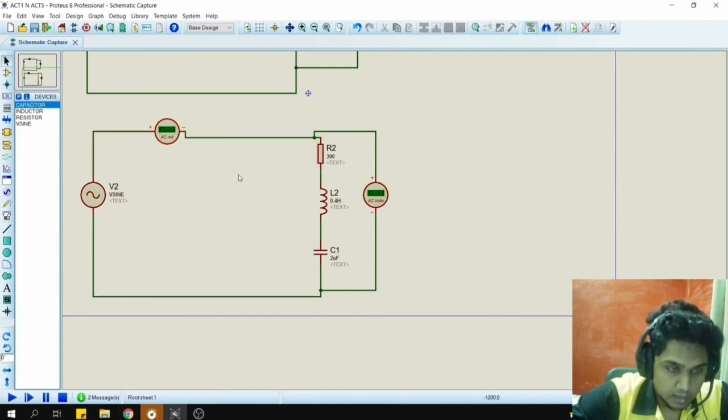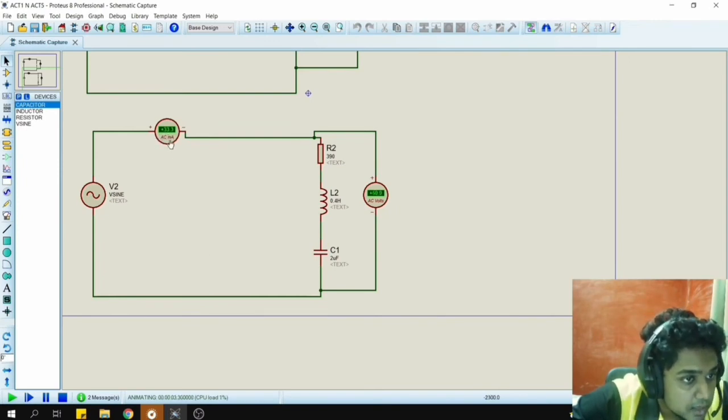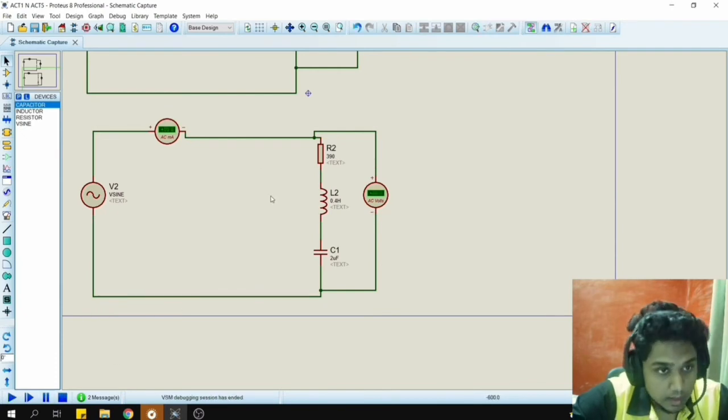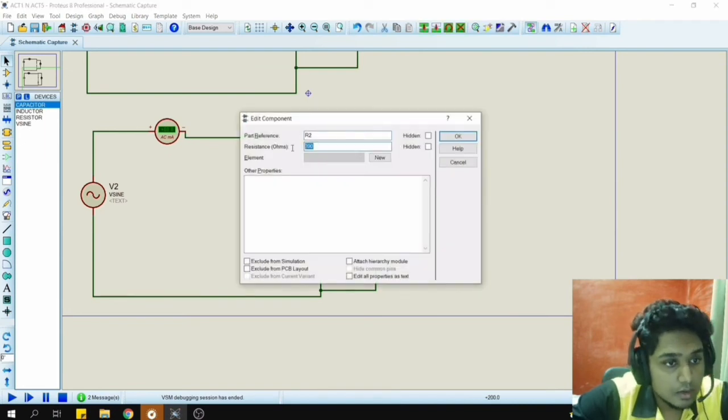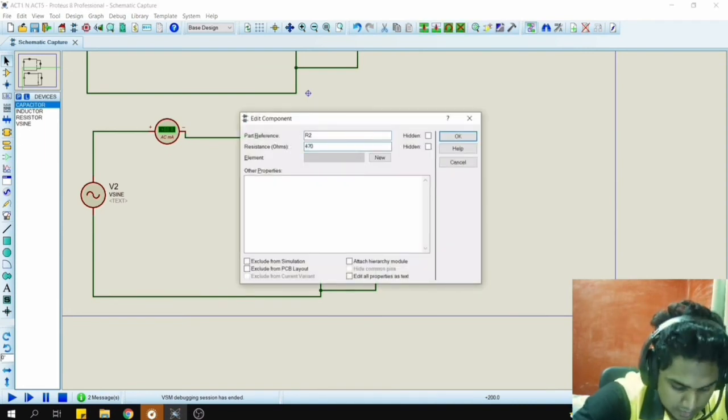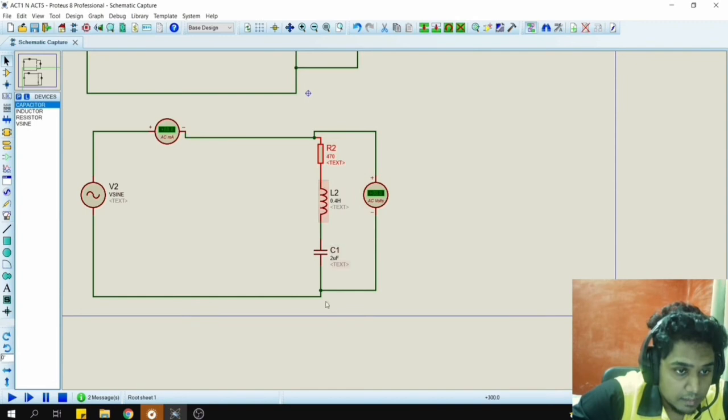So now let's simulate. The first one is we need to set the resistor as 390, the inductor at 0.4 Henry, and the capacitor is 2 microfarad. As we run the simulation, we are able to see that it's 33.3 milliampere, and the voltage across the load is 50.0 volt. And now let's increase the resistor's value to 470 and keep the rest the same.